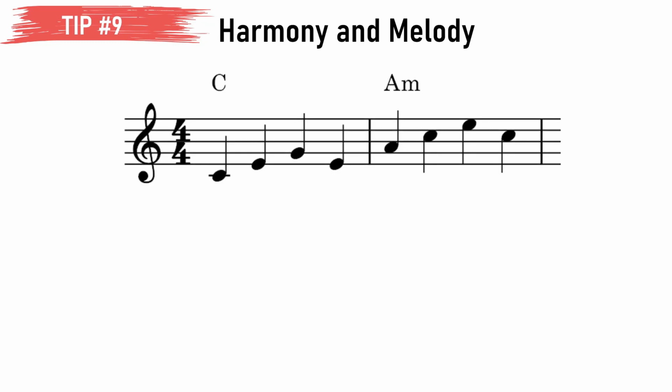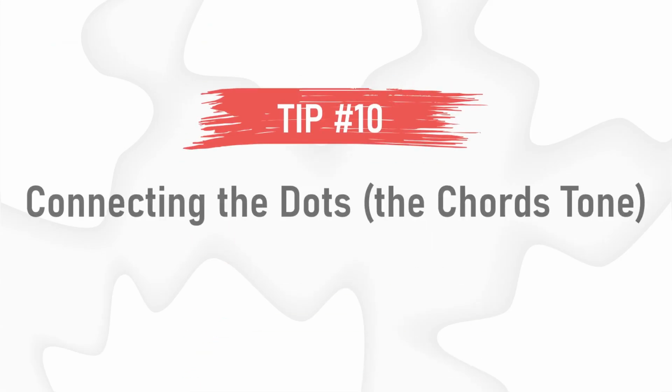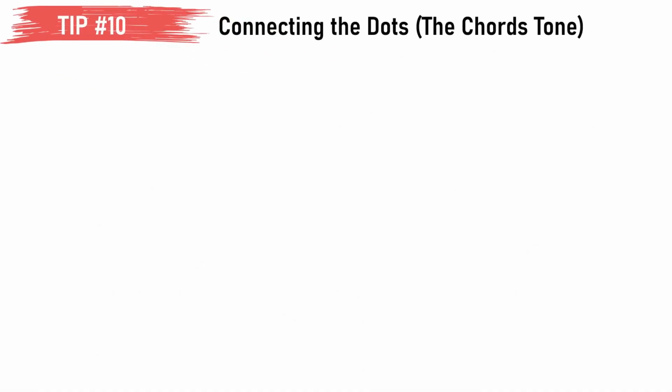However, the easiest way to create a melody is by using the notes of the chord. But this approach has two problems. The motion is a skipwise motion, which is less natural than the stepwise motion, and it can be rather boring. That's why it's important to have rules to connect the dots, which means connecting the chord tones in order to create an efficient and beautiful melody. Let's see 6 ways to do it.